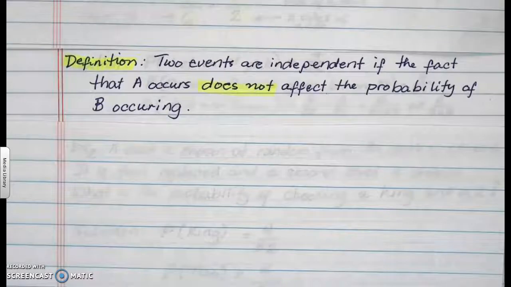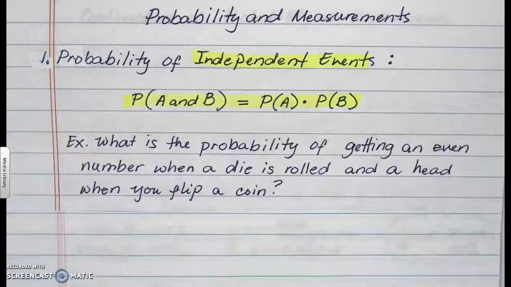Before we go on any further, let us define independent events first. Two events are independent if the fact that A occurs does not affect the probability of event B occurring. An example: What is the probability of getting an even number when a die is rolled and a head when you flip a coin? These two events are called independent because the event A occurring, which is you getting an even number when you roll a die, does not affect you getting a head when you flip a coin.